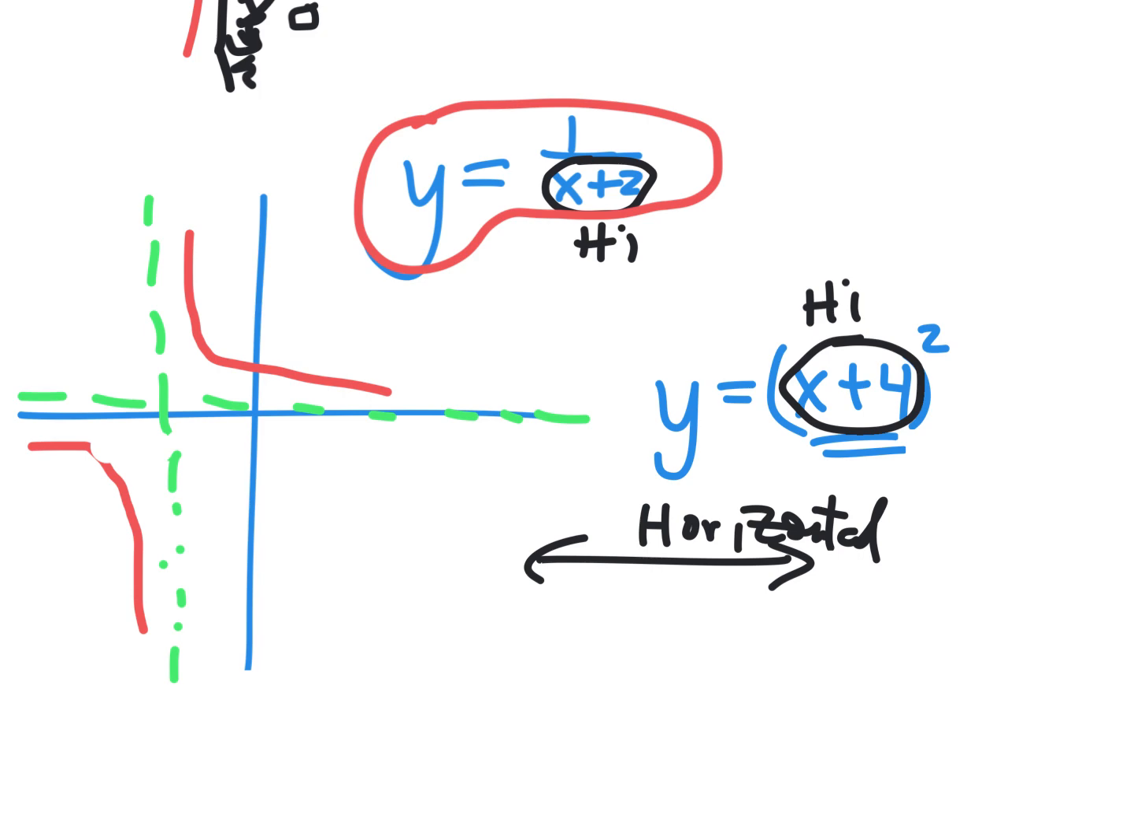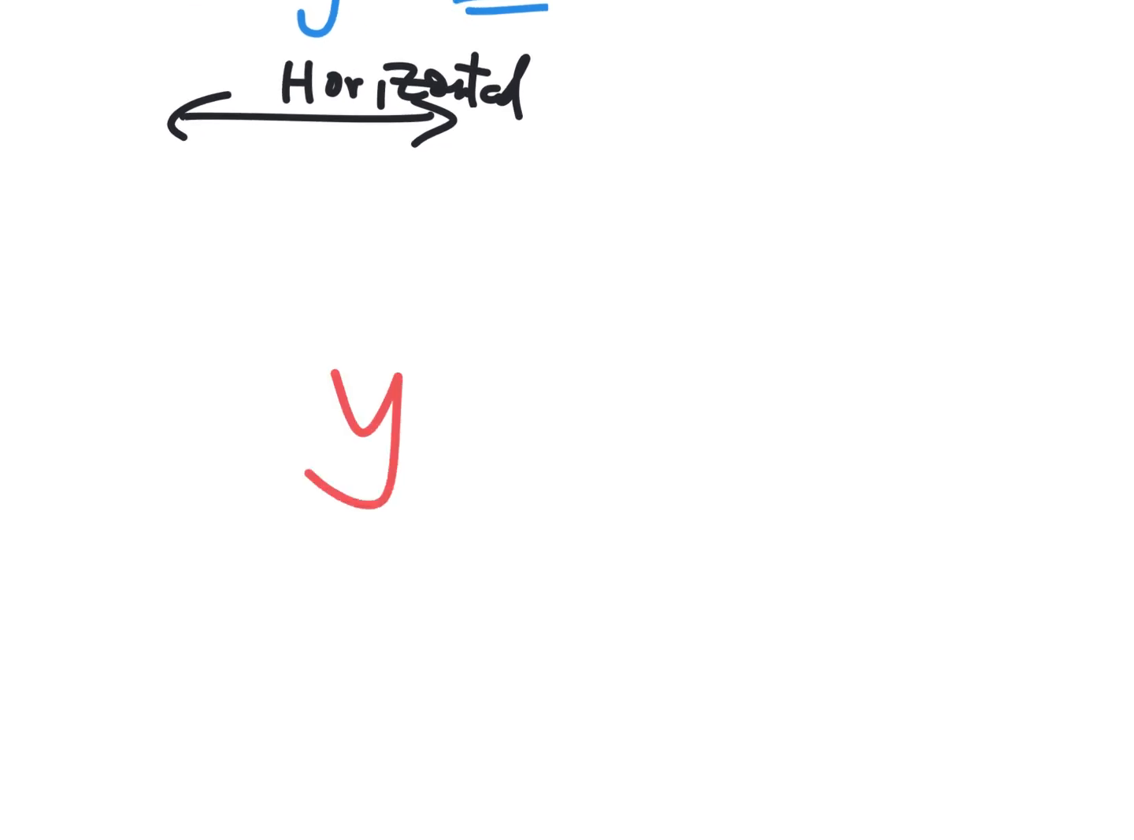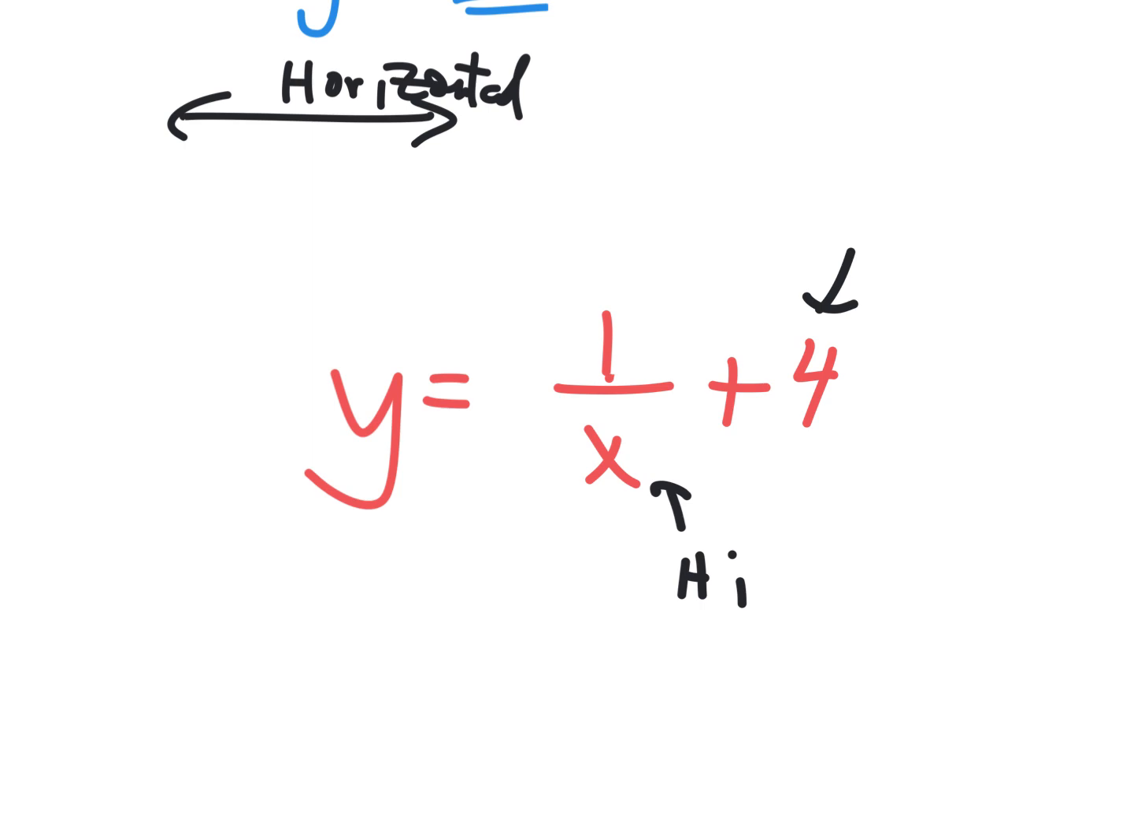Okay. All right. So, next up, what does this mean? Hint, it's not left 4 because it's on the outside. Horizontal stuff goes on the inside. What goes on the outside? It's vertical. So that's a vertical move. That would move the whole graph where? Up 4. Good.